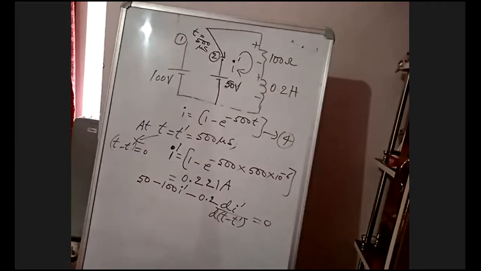Now here I want the I dash value. When the switch is in position 2, I want the current equation I dash. Now see here.